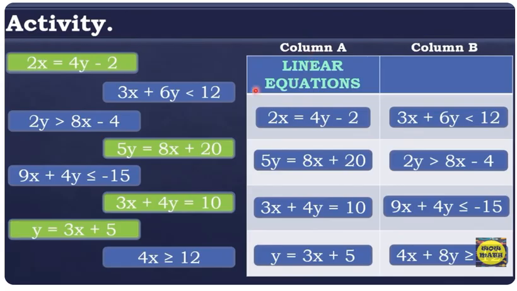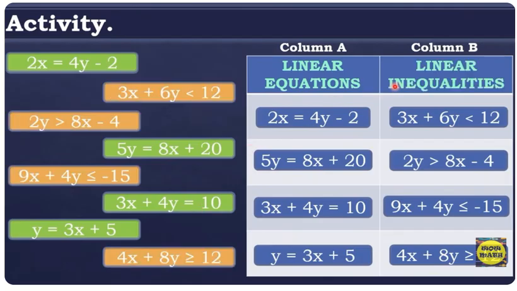Now, etong apat na to, ano naman ang tawag natin dito? So, if these are linear equations, ano naman ang tawag natin dito sa apat na to? These are what we call linear inequalities. So, magsisimula na po tayo sa linear inequalities this second quarter. So, this is the difference between linear equation and linear inequality. Okay? Ano nga ba ang pagkakaiba?